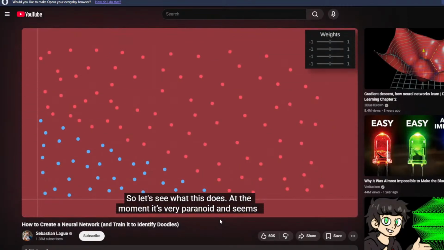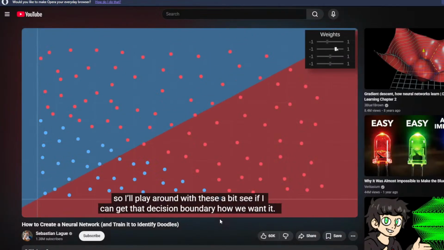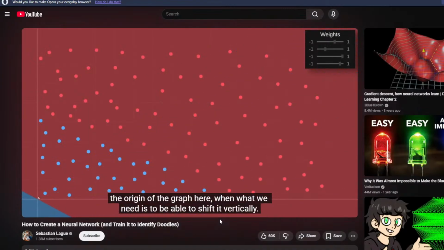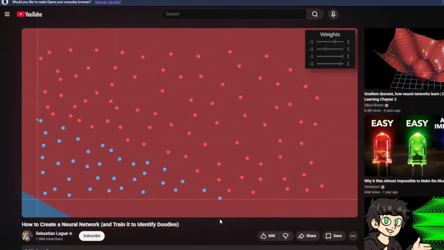At the moment, it's very paranoid and seems to think everything is poisonous, but up in the corner here we have our network weights, so I'll play around with these a bit to see if I can get that decision boundary how we want it. Unfortunately, no matter what I do, I can only get the boundary to essentially rotate around the origin of the graph here, when what we need now is to be able to shift it vertically.